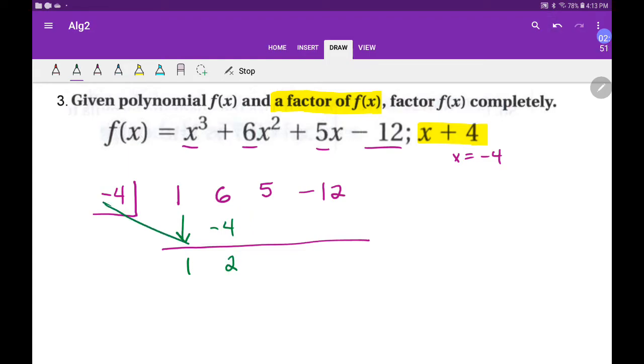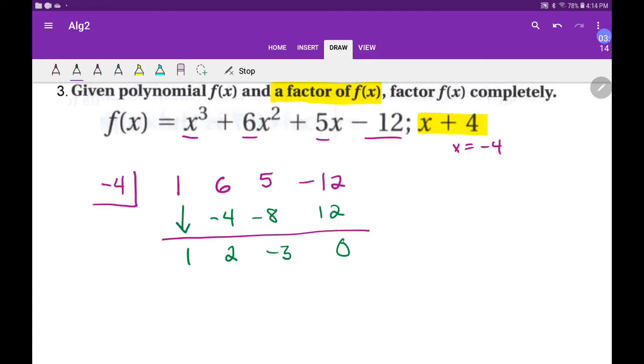And then I say -4 times 2 is -8, and I add. And I get -3. Then I say -4 times -3, and I get positive 12. And when I add this, oh boy, I get a 0. So that confirms what they told me. I mean, I believed them, but it does confirm since I get a 0. And it also tells me something else.